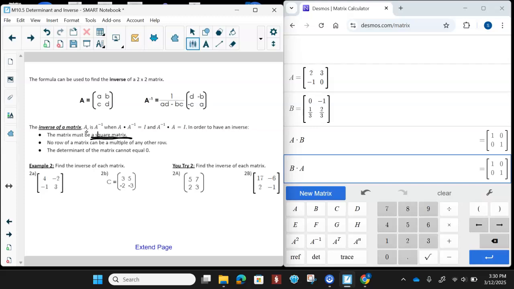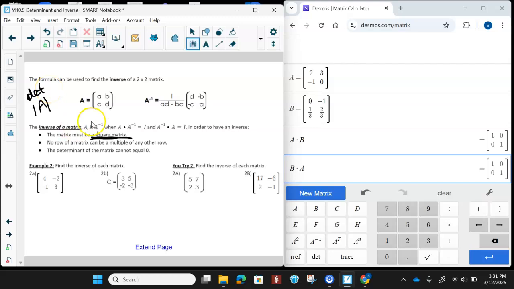So now, if I want to get the inverse, I'm going to show you on the Desmos matrix calculator here. Notice now, remember, the determinant is with the absolute value symbol like that. So that's the determinant.